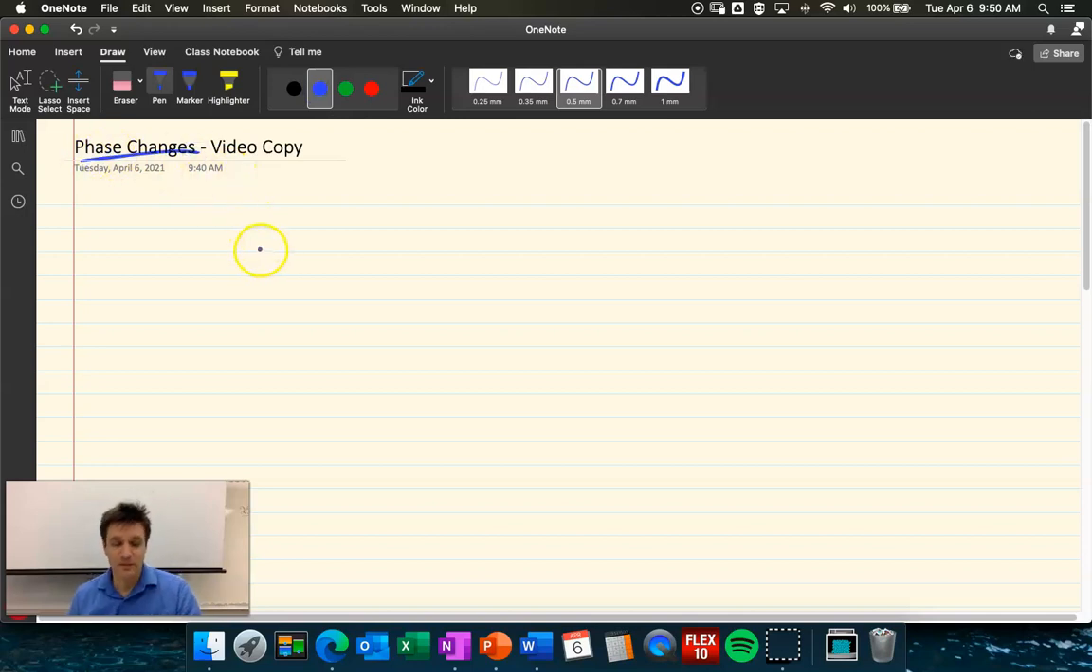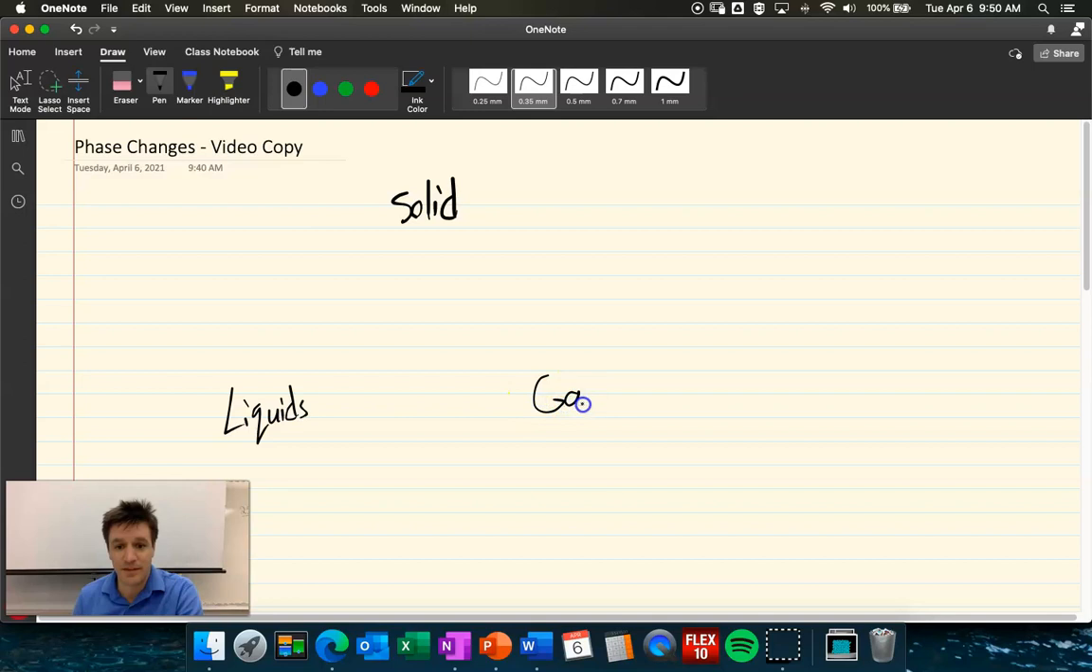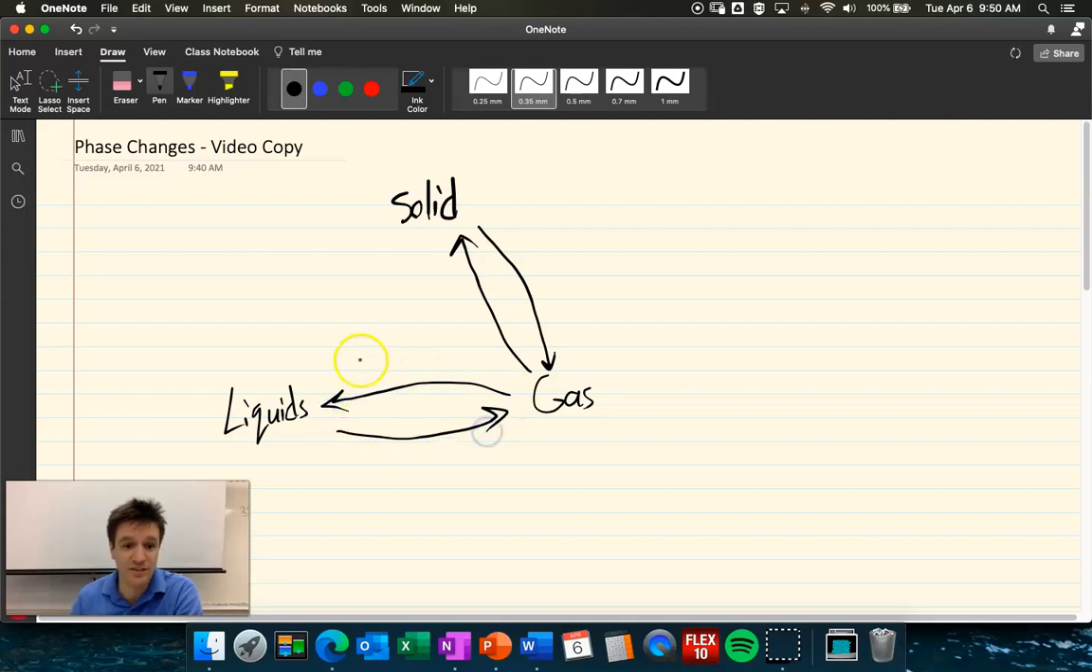Okay. So first of all, I'm just going to start with the vocabulary. We know that we have solids, liquids, gases. Of course, there are more states of matter, but these are the ones we're going to cover in this course. And you can go between each of these states of matter, and it kind of forms a triangle like this. And each transition from one phase to another has a name.